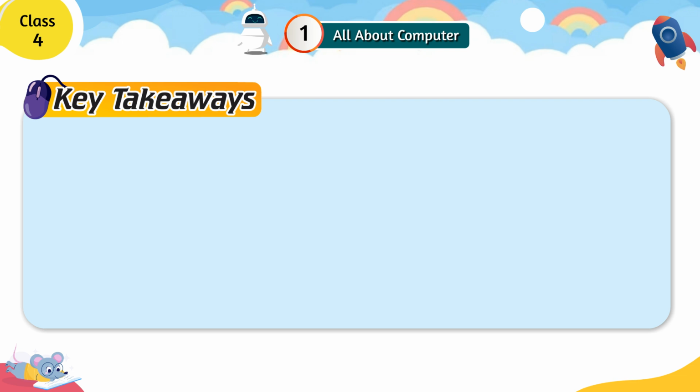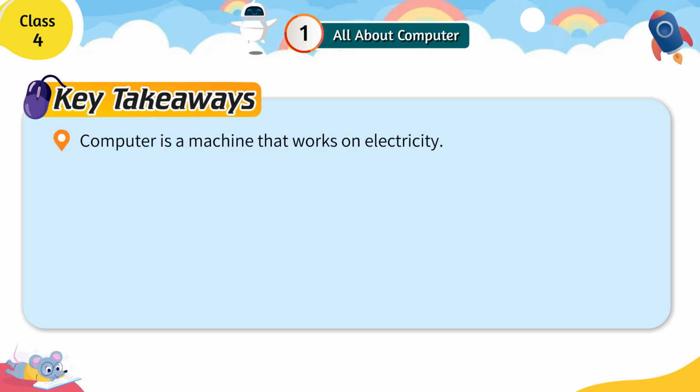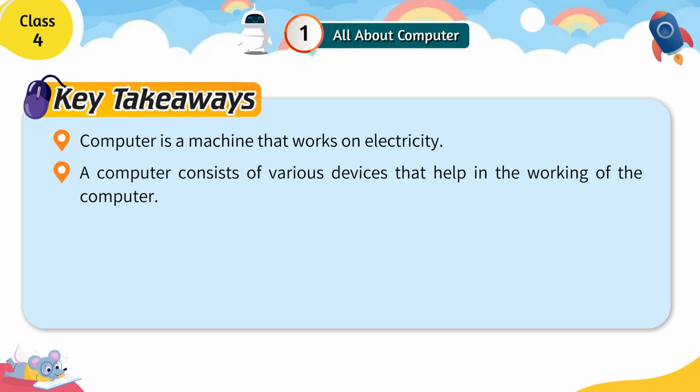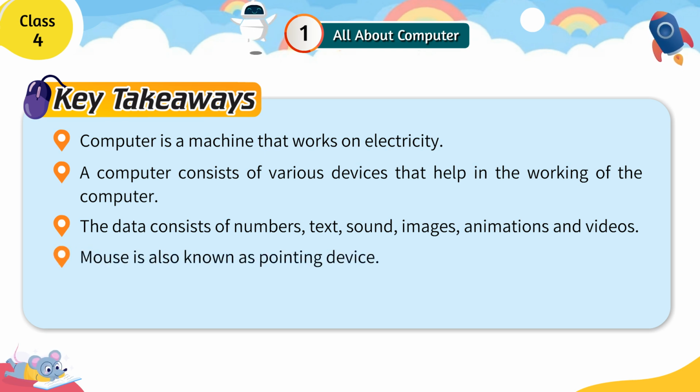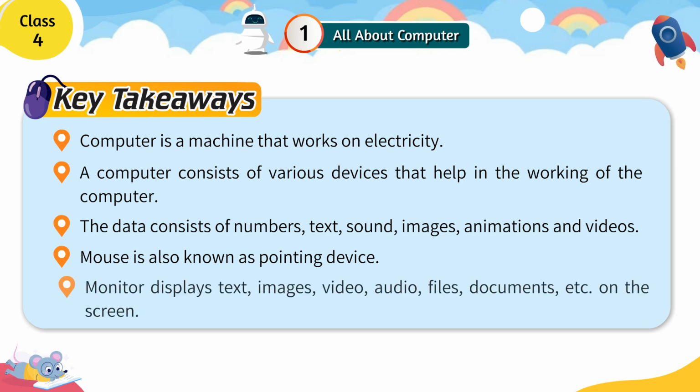Key takeaways. Computer is a machine that works on electricity. A computer consists of various devices that help in the working of the computer. The data consists of numbers, text, sound, images, animations, and videos. Mouse is also known as pointing device.